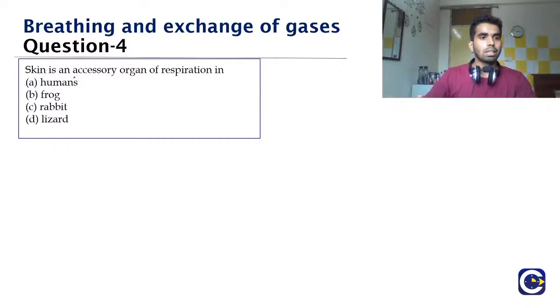Question number 4 is: skin is an accessory organ for respiration in which of the following animals? Option A is humans, option B is frog, option C is rabbit, and option D is the lizard. So what will be the answer for this question?